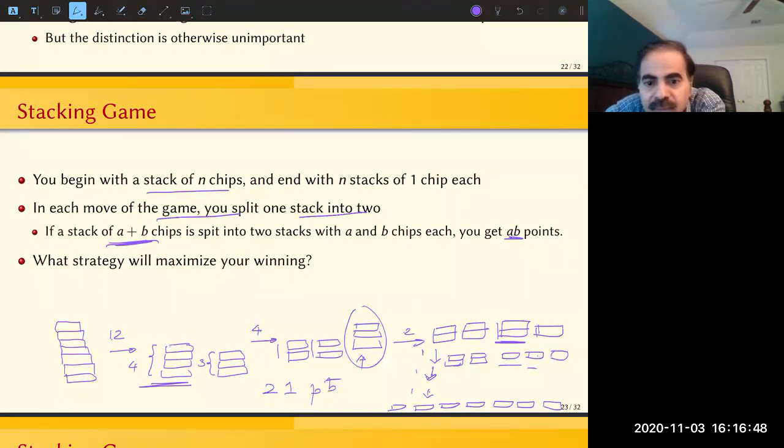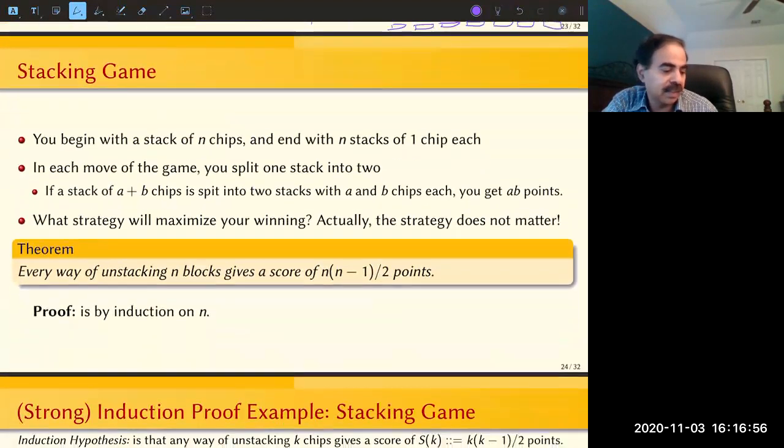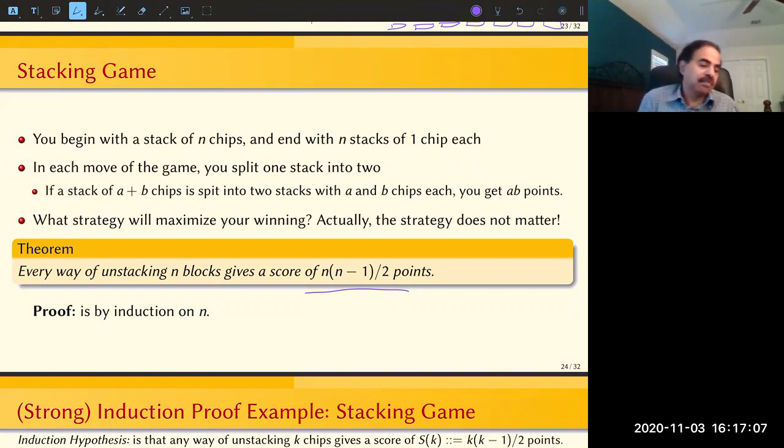No? The answer, of course, is always surprising, right? Otherwise, I won't even ask you this question, right? So the answer is that no matter what you do, you get the same number of points in this game. Okay? So the strategy is totally irrelevant. You can just mindlessly do whatever you want. And in the end, you will get n times n minus 1 by 2 points.